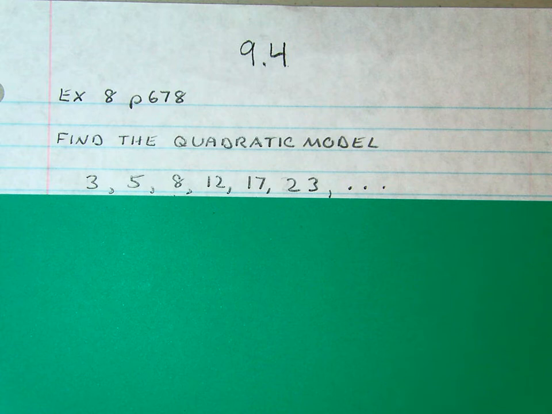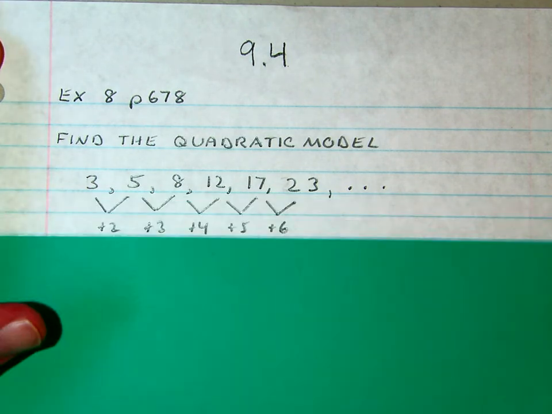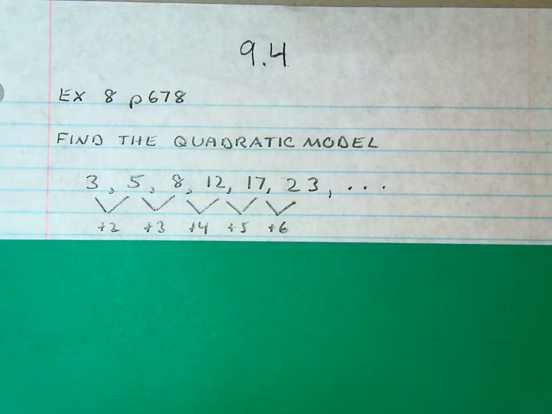The sequence is 3, 5, 8, 12, 17, 23, etc. Before I find a quadratic model, I'm going to confirm that it is a quadratic model. The way that I'm going to do that is to start by what sometimes is referred to as finding the first order differences. To get from 3 to 5 is plus 2, 5 to 8 is plus 3, 8 to 12 is plus 4, etc. If all of those numbers were the same, we would know that this sequence is linear, and then everything that we learned from section 9.2 applies.